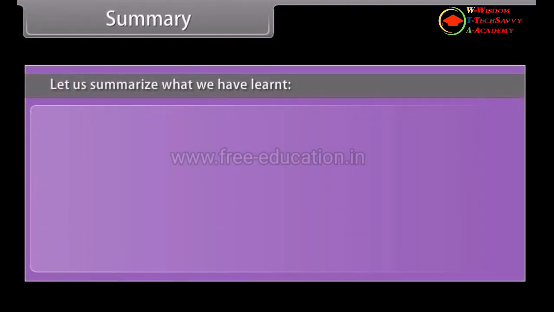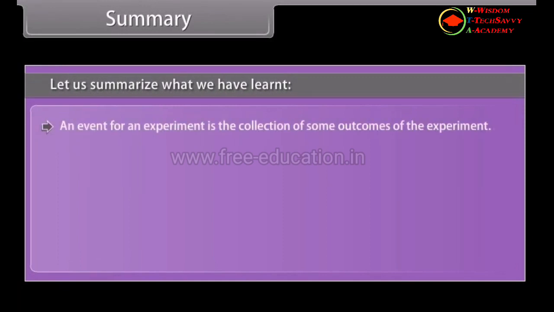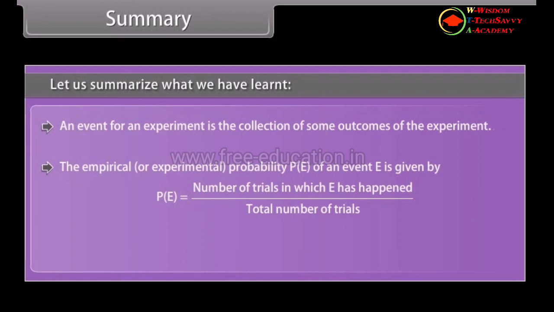Summary. Let us summarize what we have learnt. An event for an experiment is the collection of some outcomes of the experiment. The empirical or experimental probability P(E) of an event E is given by P(E) is equal to number of trials in which E has happened upon total number of trials. The sum of all the probabilities is 1.